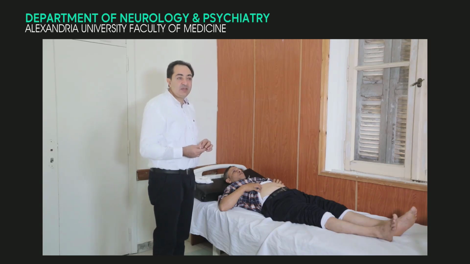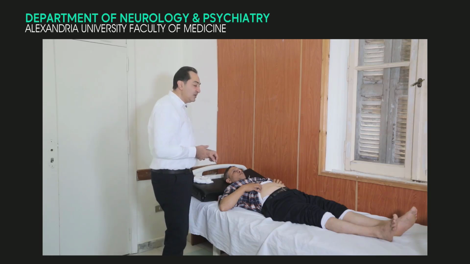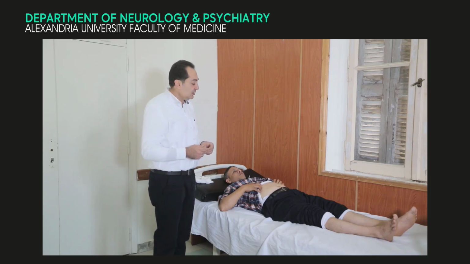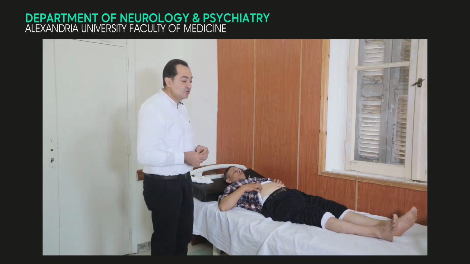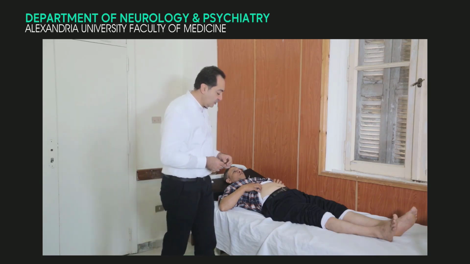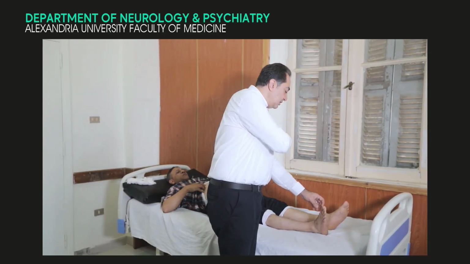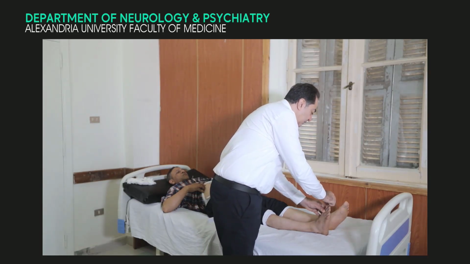Lastly, we will examine the deep sensation. We examined the superficial sensation, then the deep sensation. To examine the deep sensation, we will examine joint movement, joint position, and vibration sense in the upper limb and lower limb. So we'll start by joint movement sense in the lower limb. We will fix the joint here, the proximal joint, and we will move the interphalangeal joint.